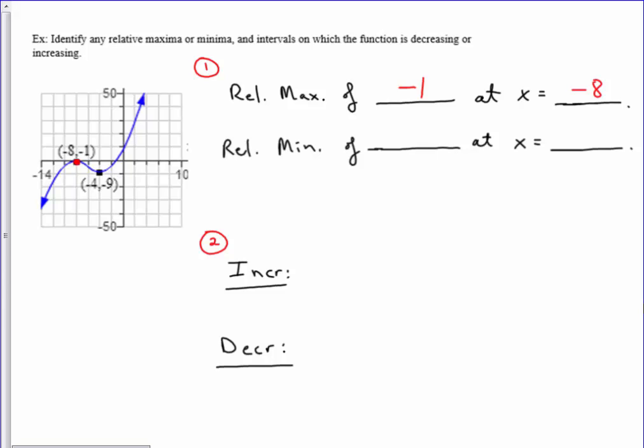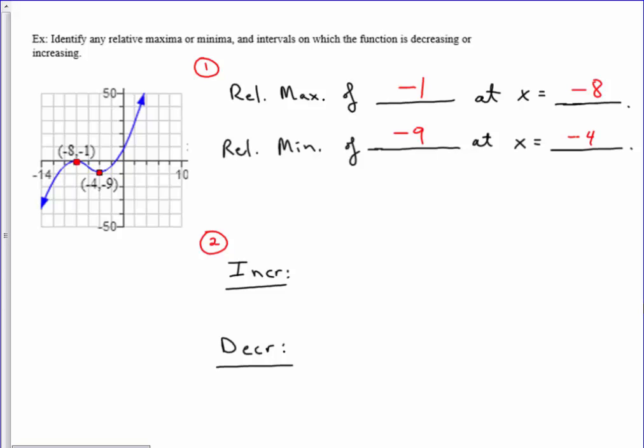For the second piece, to find the relative minimum, we want to find a point that's lower than any other point in its vicinity. So in this particular example, it would be the ordered pair -4, -9. Remember that a minimum is a y value, so you want to pick the y value off, which would be -9. So we would say there's a relative minimum of -9 at x equals -4.